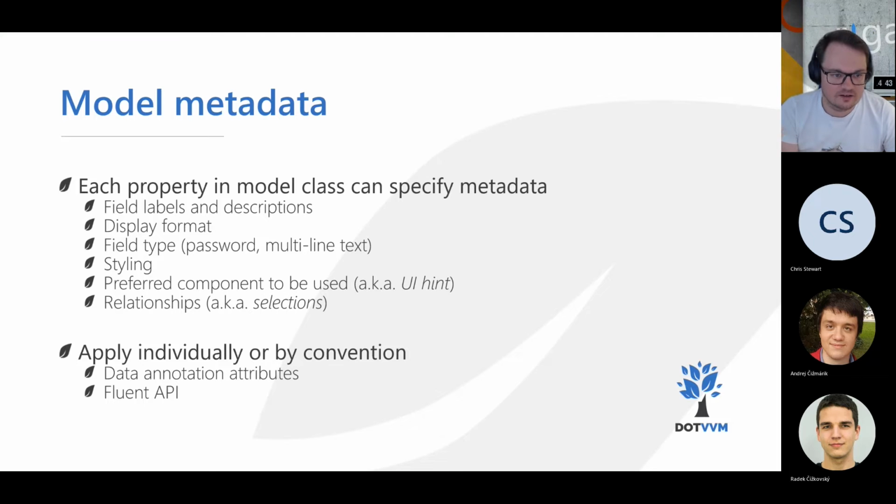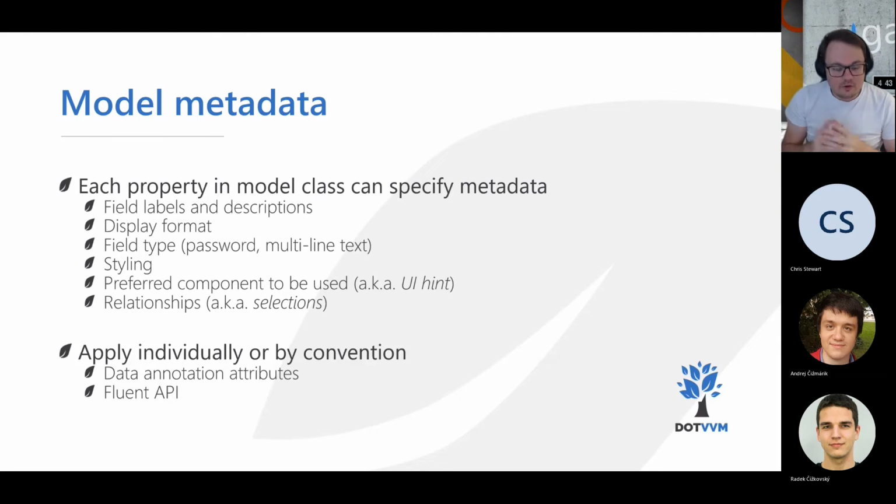So you want to specify the label for the field, maybe some description, display format. You want to specify what kind of field it is. Maybe it's a string property, so you would expect a text box control for editing this field, but it can be a multi-line text box, or it can be a password field. Also, the metadata can provide some styling information, not exactly CSS styles like make this red, but maybe something like this field is more important than the others, so it should be bigger or more intense or something like that.